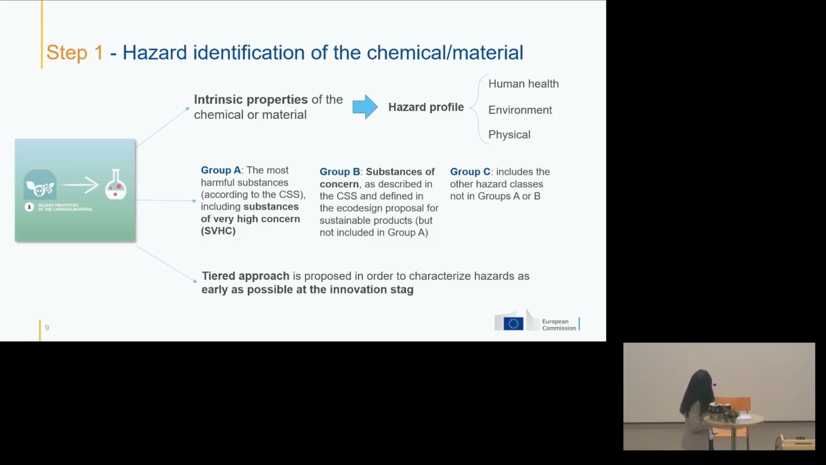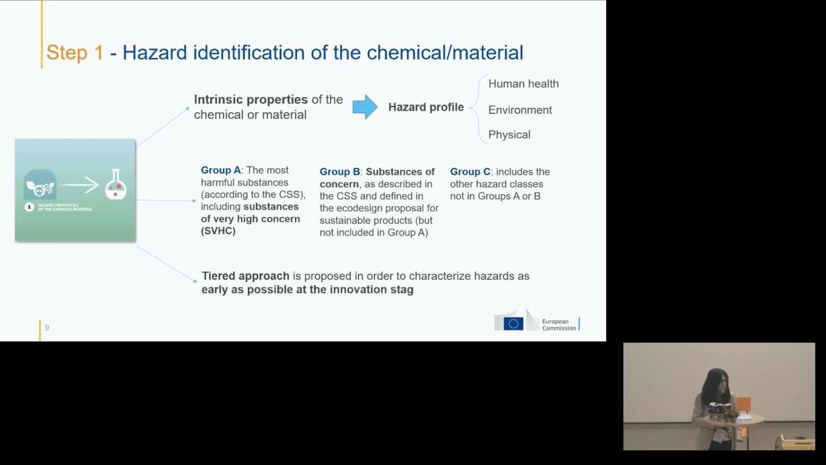Initiative. So in Group A, we will have the most harmful substances, including those substances of very high concern defined under REACH. In Group B, we have the substances of concern as defined, as I mentioned, in the CSS and the Sustainable Product Initiative. And in Group C, we will have the other chemical hazard classes that are not falling in A or B.